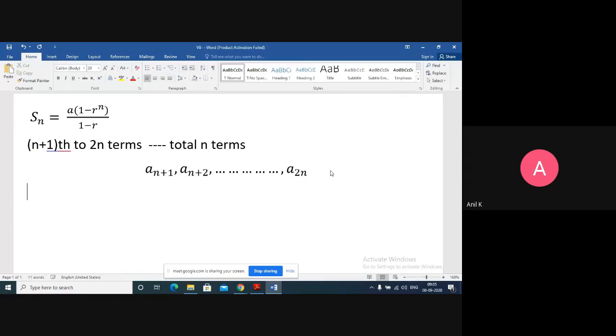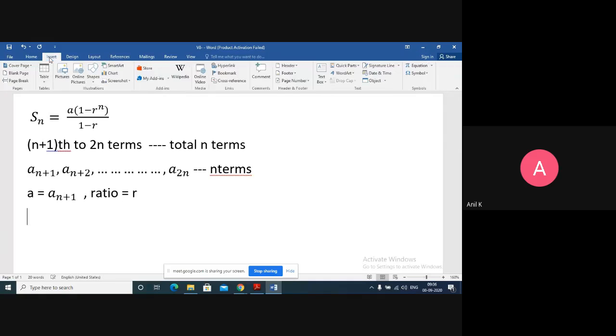For this GP also, if I take from a(n+1), a(n+2) till a(2n), there are a total of n terms. And here my first term, that is the a value, is going to be a(n+1). This is my first term, and the common ratio is going to be r only, because even if I consider a(n+1), a(n+2) and so on, these also belong to the same GP as the first n terms. So the common ratio will be the same.